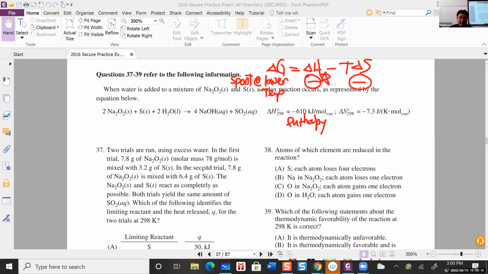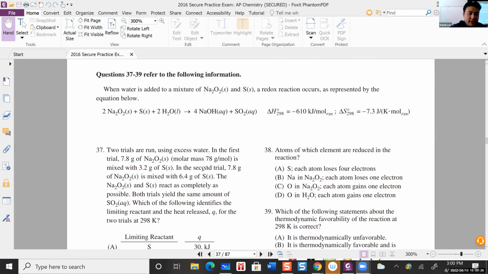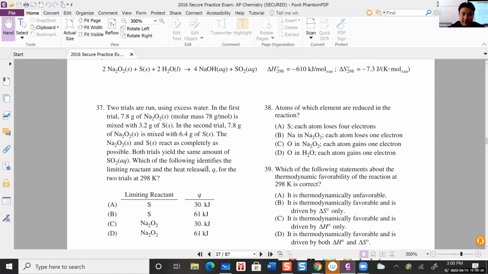So you got a whole bunch of this, yeah? And number 37 looks like stoichiometry. I'm looking at grams, I'm looking at limiting reactant and Q. So this is stoichiometry, and I'm going to put the rest aside. There's so much information I just wanted to show you, but ultimately 37 is stoichiometry. And you cannot use a calculator here, right?